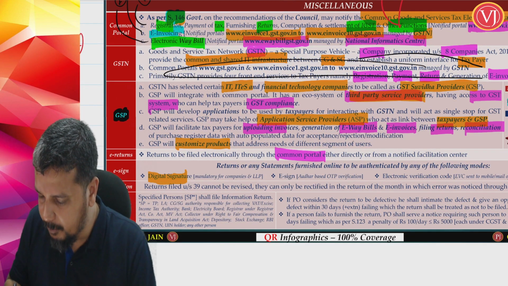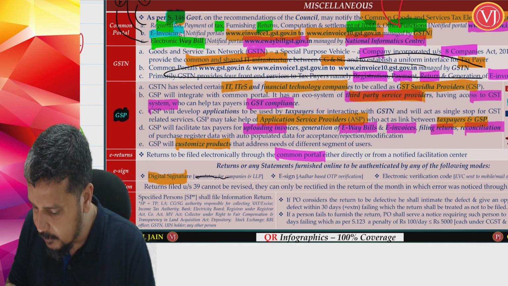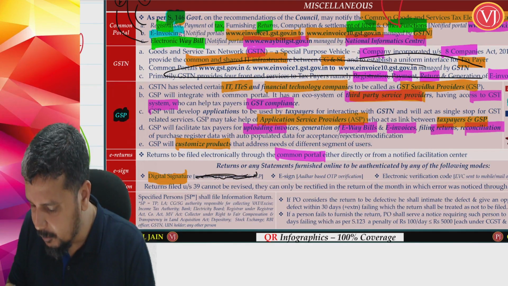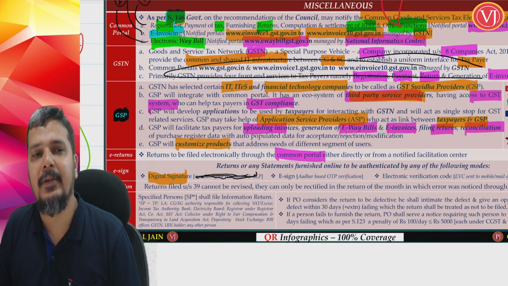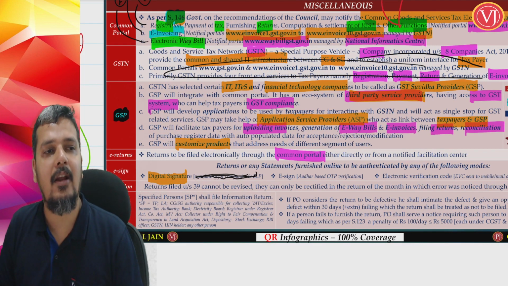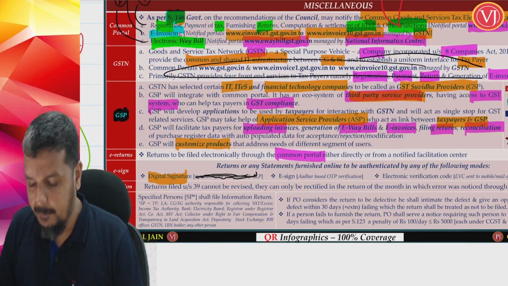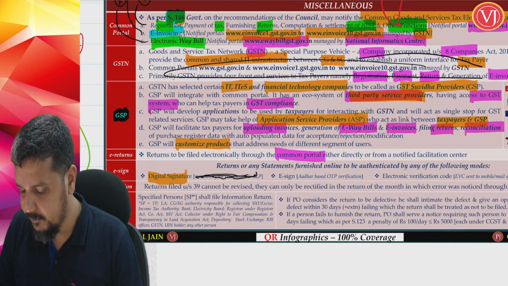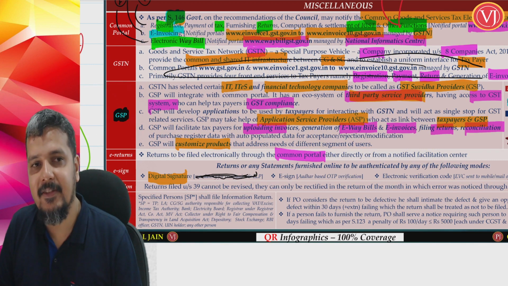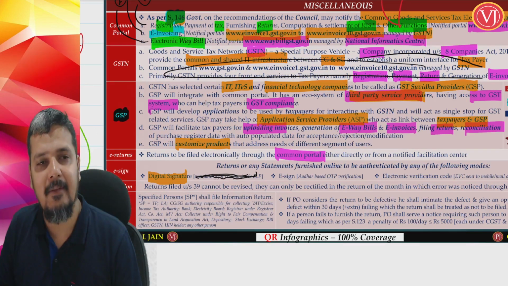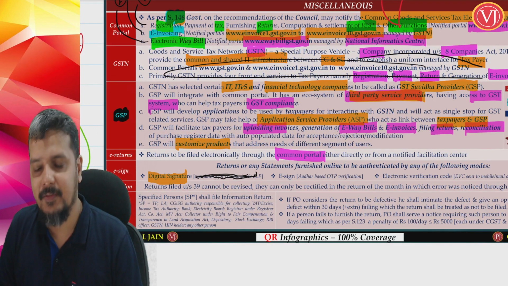Please remove this point. This is no more there. It is not mandatory for companies and LLP. Even companies and LLP can go for electronic verification code. Near digital signature certificate, what is mentioned as mandatory, remove that point. It is not mandatory.